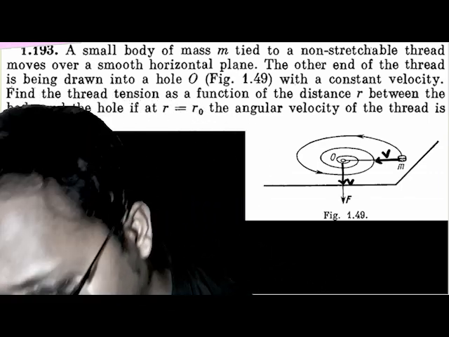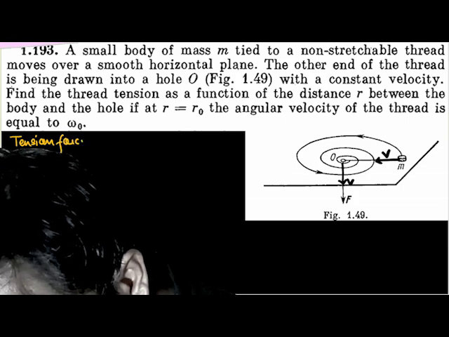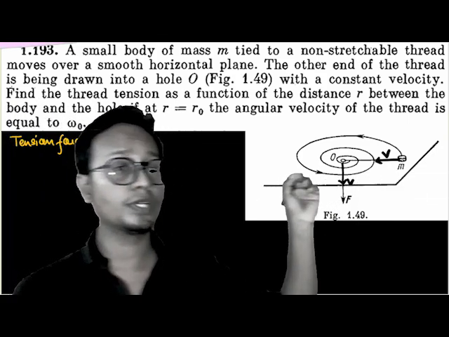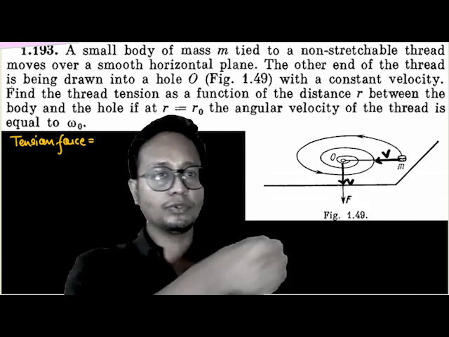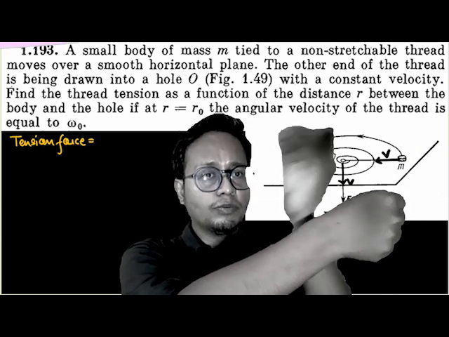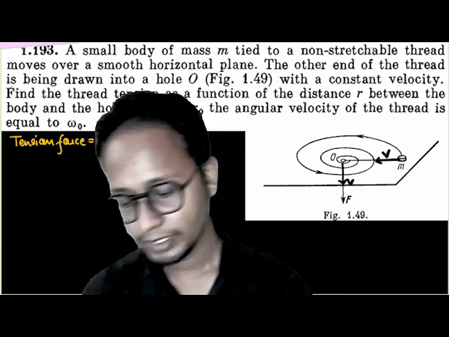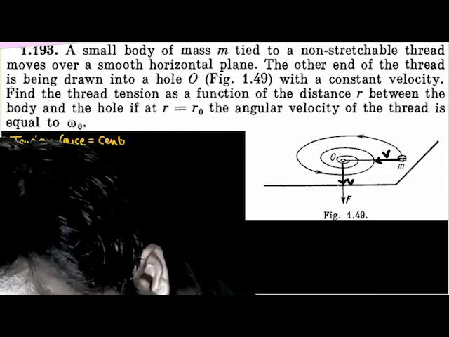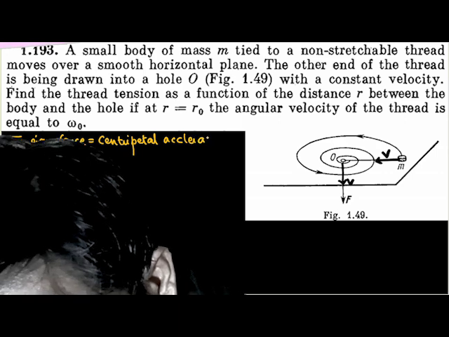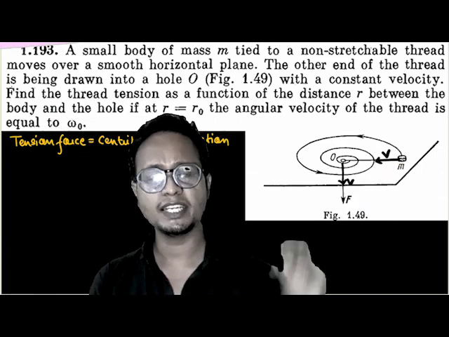So I can write tension force is equal to the total force applied on mass m. And what is the total force applied on mass m? Suppose the length of the rope was constant, and this mass m is moving in a circular orbit. What kind of acceleration is that called? Centripetal acceleration, isn't it? So tension force is equal to centripetal acceleration. Fair and fine. Now, apart from centripetal acceleration, is there any other acceleration in the radial direction?